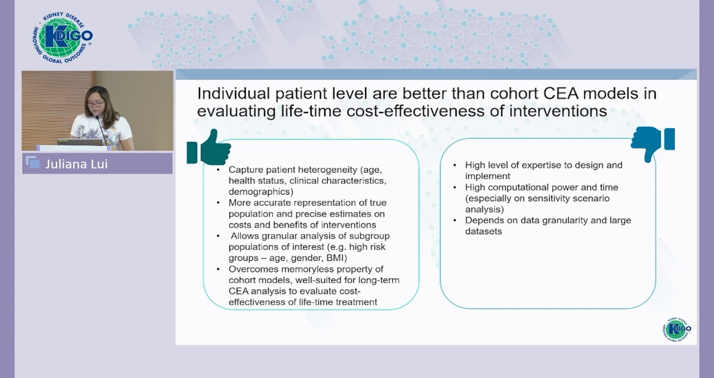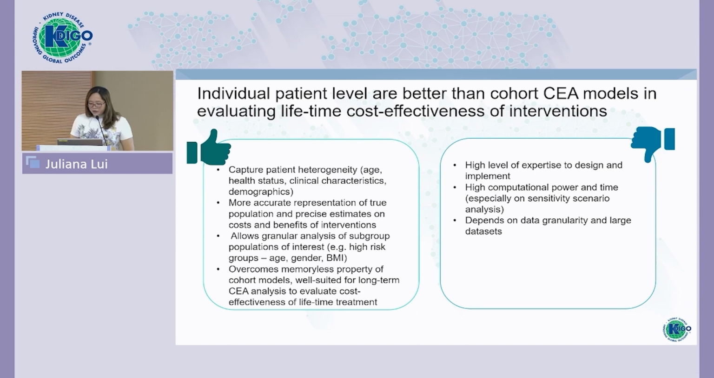Individual patient models are actually better than cohort cost effectiveness models because they fit in individual patient demographic and clinical characteristics, whereas with cohort models you only utilize the population means as output. Individual patient simulation models can capture patient heterogeneity. It is a more accurate representation of the true population and gives precise estimates on costs and benefits of interventions. It also allows granular analysis of subgroup high-risk populations of interest, such as by age, gender, and BMI.